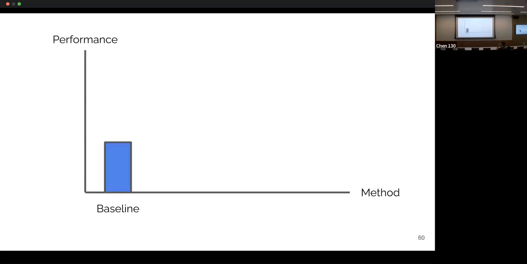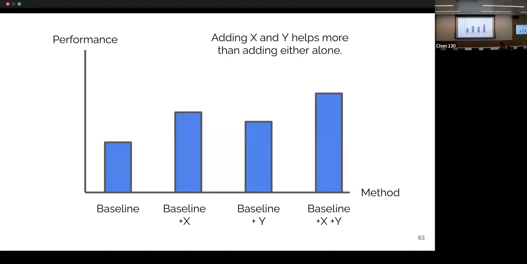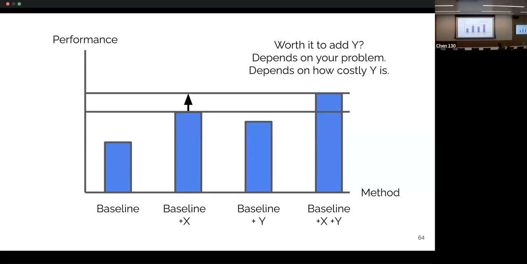So let's say I have a baseline. Let's say I added X and my performance got better. Let's say I tested my baseline with just Y and it did a little less better. And let's say I tried with both and it was better. But is it worth it? Do we need to add Y? Well, it depends on what method Y is. If it adds a lot more computation overhead, you might not want to add it.